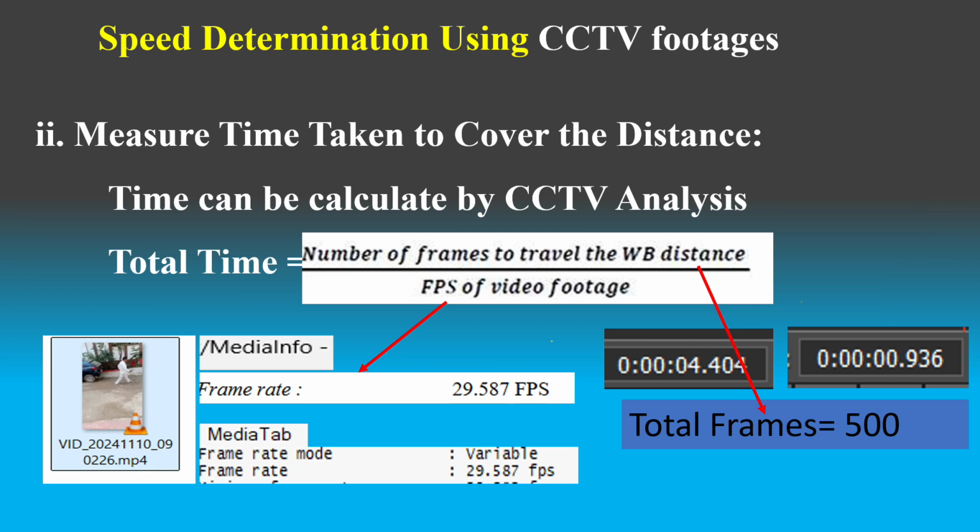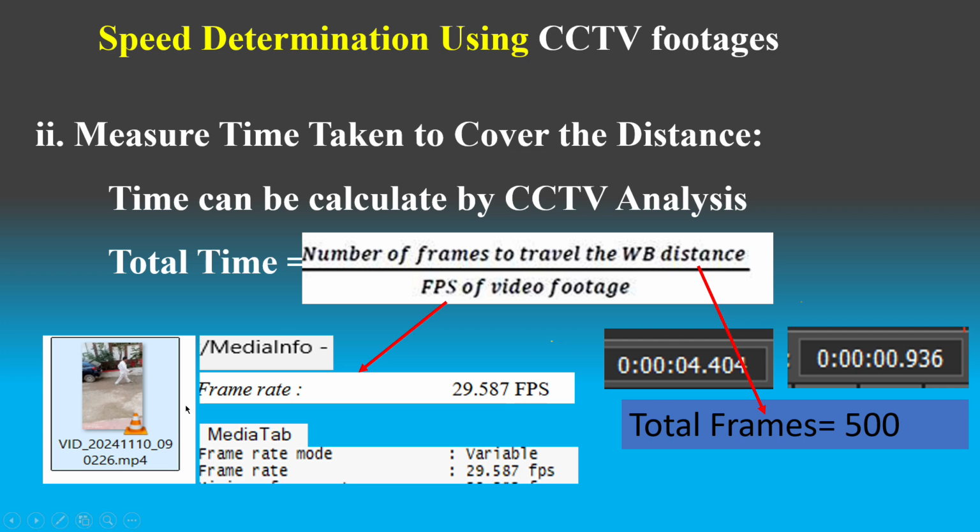And another is now time. How is the time determined using the CCTV footage? You have to calculate the total time. First, the number of frames traveled in the distance A to B. How many frames, the total number of frames. By using any suitable software, you can measure the total number of frames traveled in the distance A to B, and then divide by the FPS, frames per second. This is a property of a video.